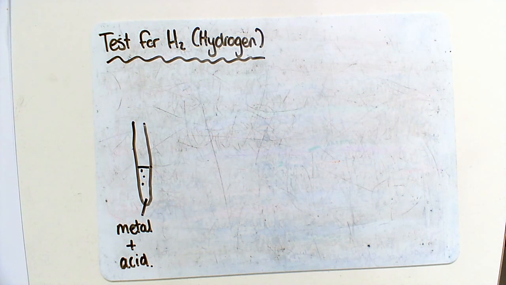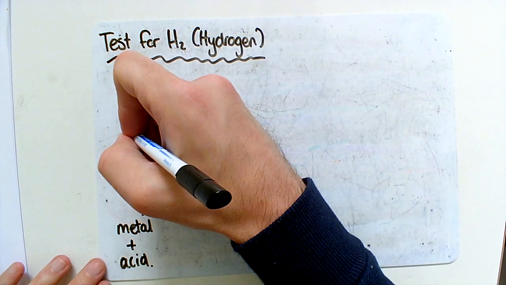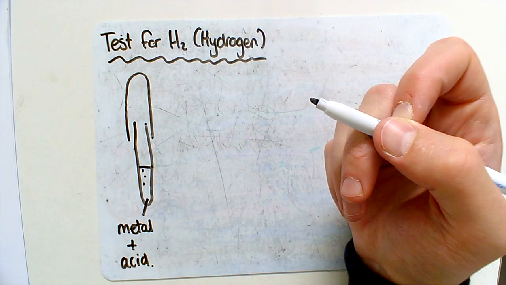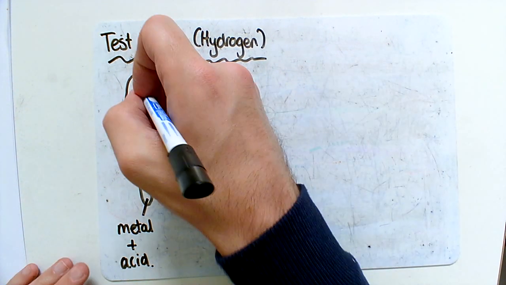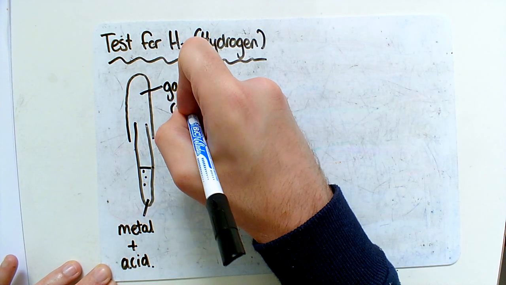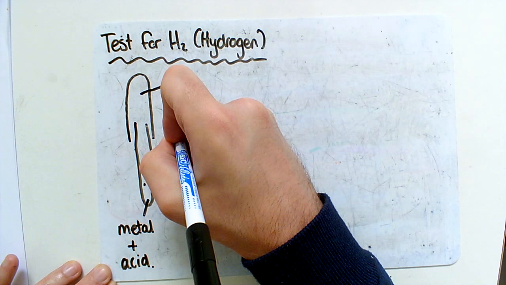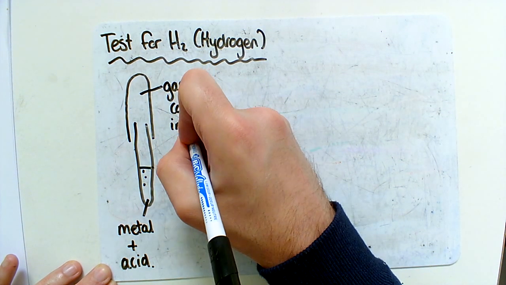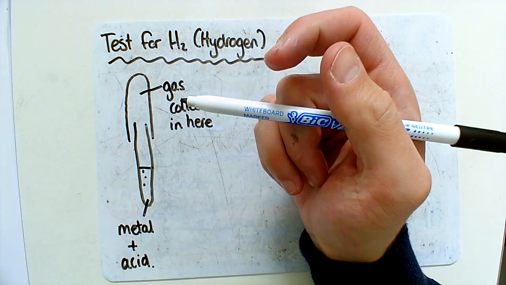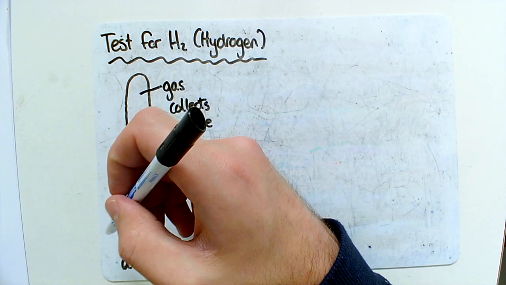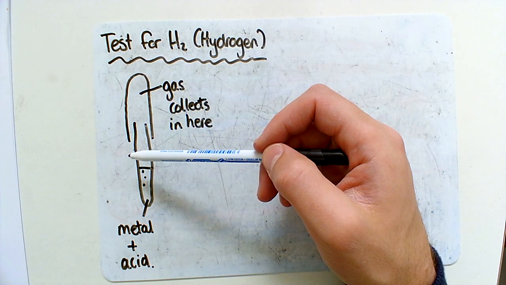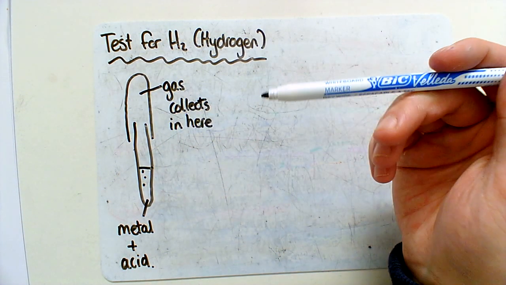We can capture that gas in quite an easy way, and that's just to put a slightly bigger tube on top and hold it above. What should happen is that the gas collects in that tube. As long as you keep that tube upside down like that, the gas won't escape, because if it's hydrogen, hydrogen rises to the top and it doesn't like going back down again, so it'll collect right up here.